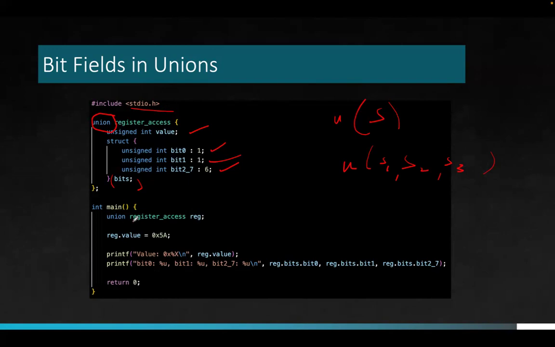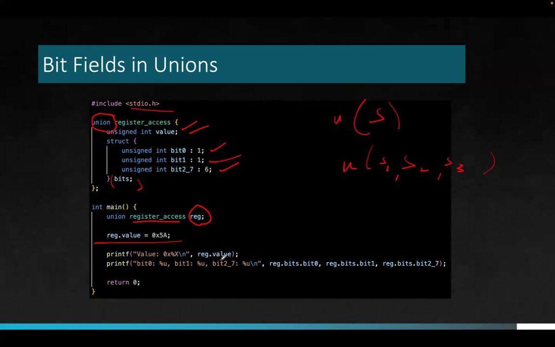Union register access with a short name as reg. This entire set of members of the union will now be associated with reg. Now, what will happen? reg.value is equal to 0x5a. So this value is 0x5a. So the init value, this integer value, is 0x5a.